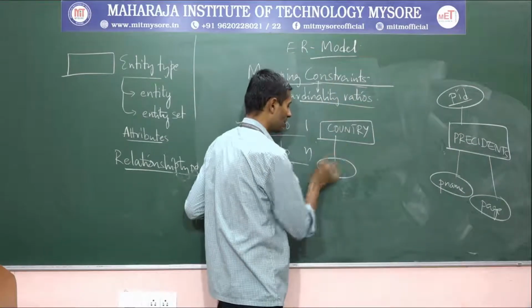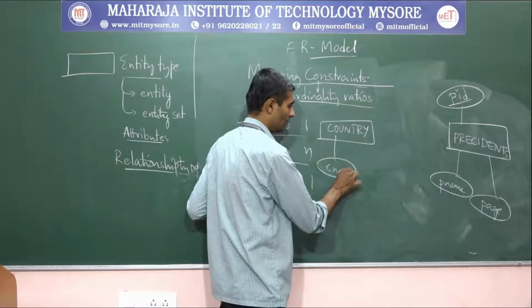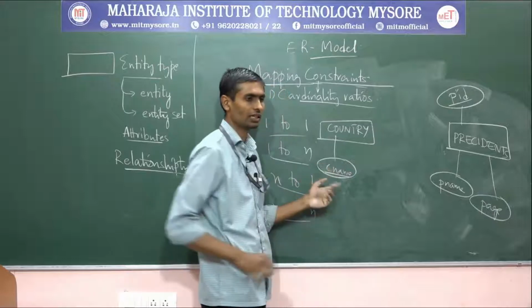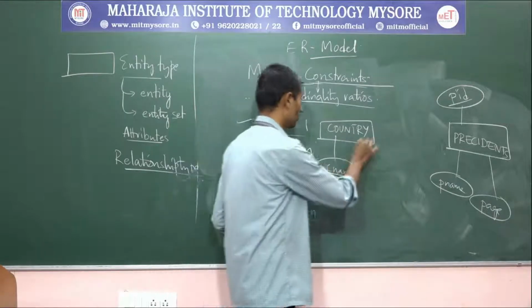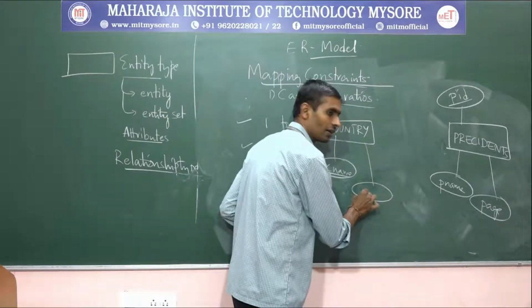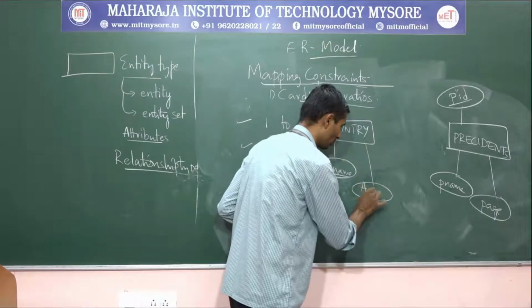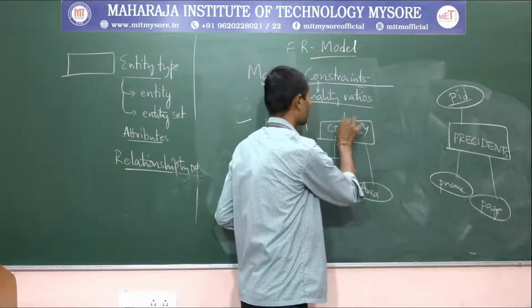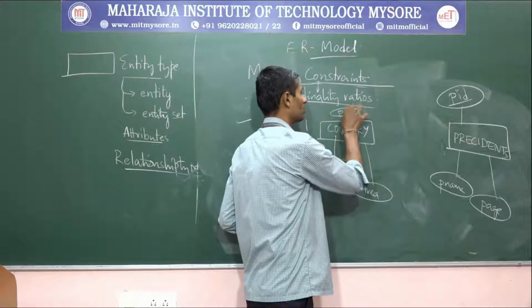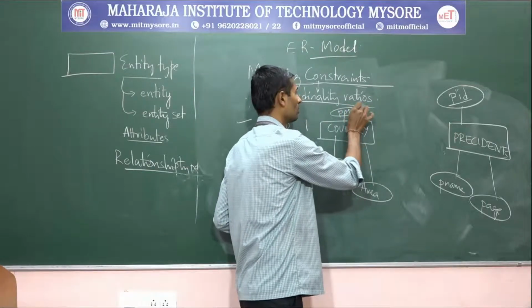Then each country is identified based on country name. We may not have two countries with the same name. Let's assume country name as a key attribute. Then country having an area, this also will be there. Country having a population. Those things I'll record.